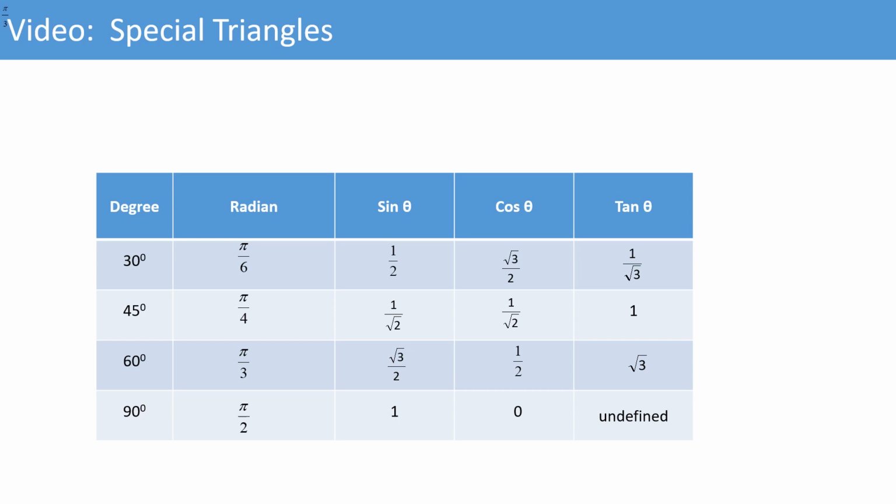And here is the table. So we have the degrees, we have the radians, and using opposite over hypotenuse for sine, adjacent over hypotenuse for cos, and opposite over adjacent for tan, we have these preset measures for the trig ratios.